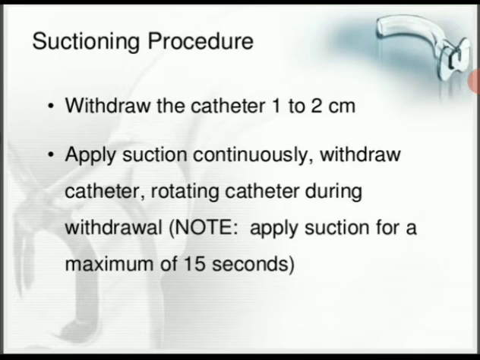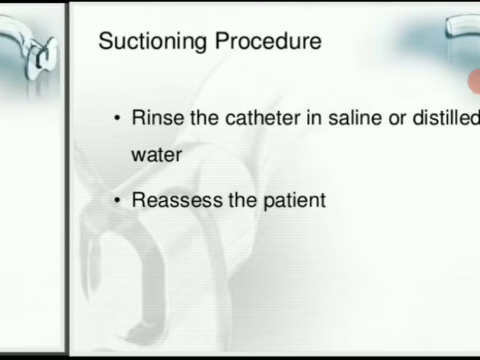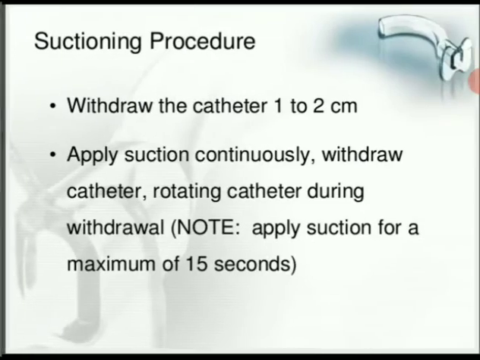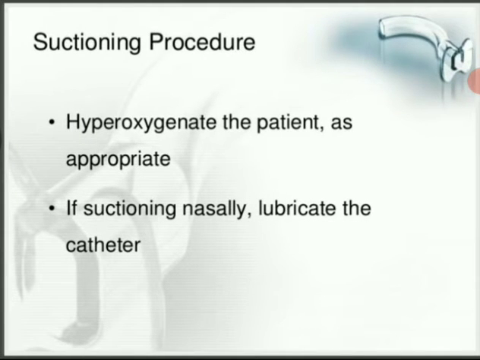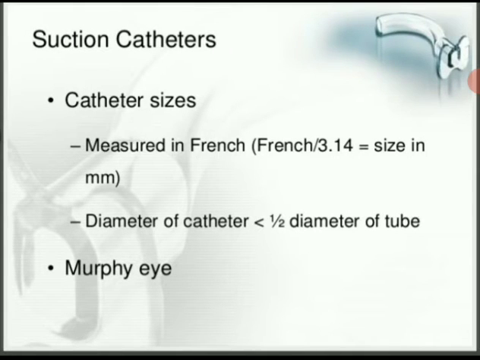Apply suction for a maximum of 15 seconds. And rinse the catheter in saline or distilled water and reassess the patient. If you insert the tube inside the nasopharynx, to check whether it is in the correct position or not, you should obtain a chest x-ray to verify the tube position.